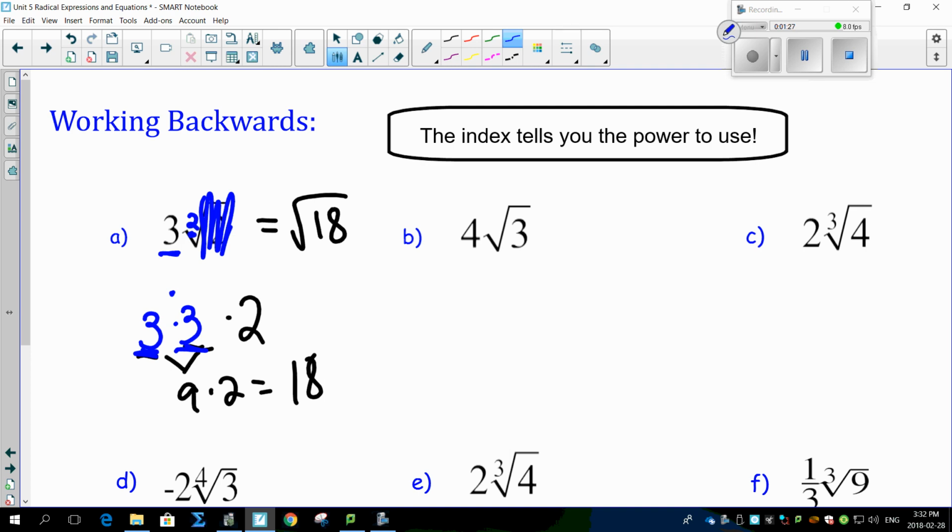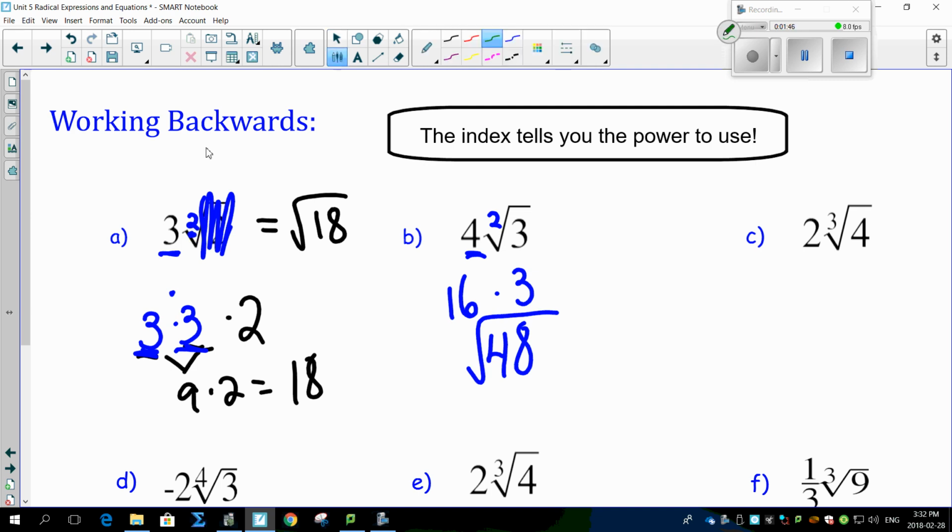Look again. Here's the index. Again, 2. So obviously, this is going to be 4 squared. 4 squared is 16. 4 squared, 16 times 3, right? Figure it out. 16 times 3, 48. This is the square root of 48. There's your original number. Okay?